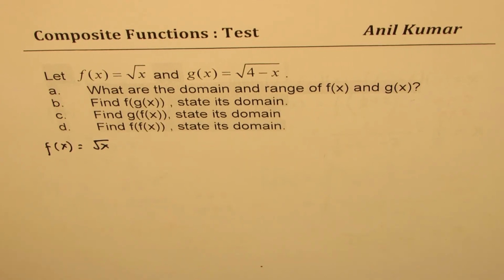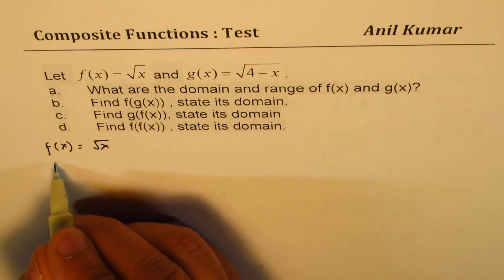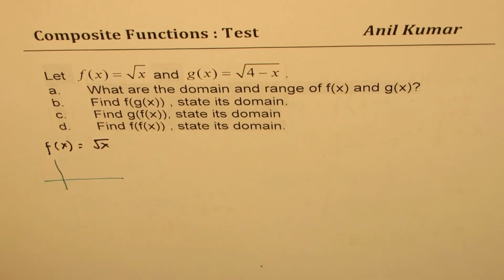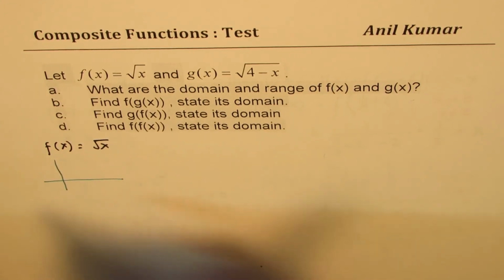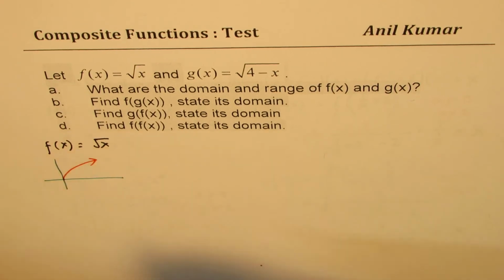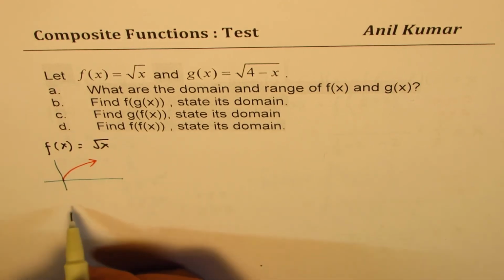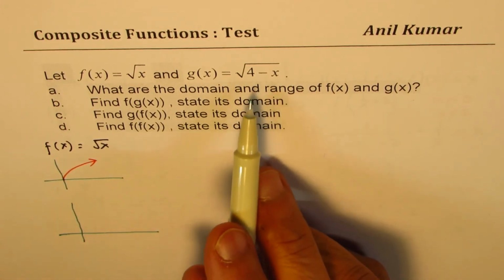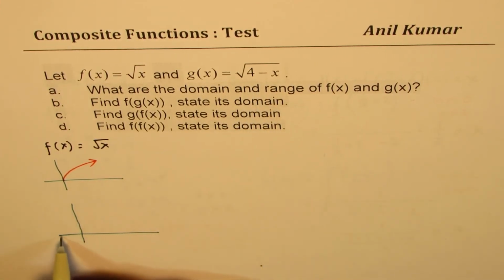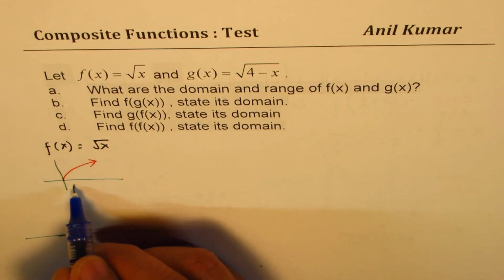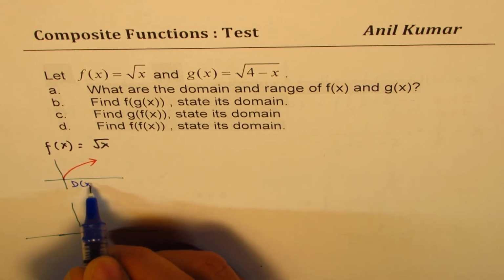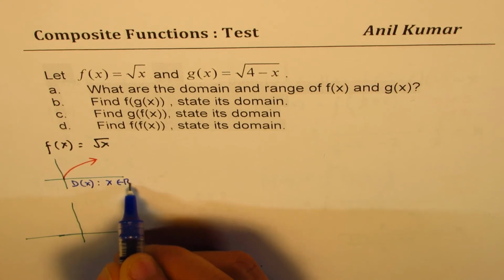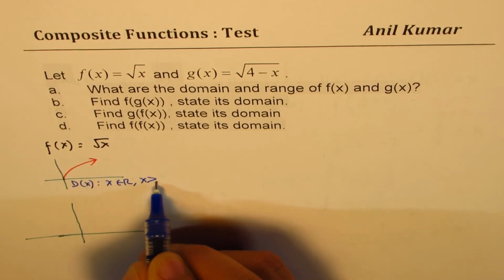Let's sketch it. Okay, we'll do the sketch here. The function sketch of square root x, as you know, is kind of like this. You can clearly write down the domain and range, and the next function is minus x actually. So we need this side. So here we could write domain and range. We know the domain here is x belongs to real numbers where x is greater than or equal to 0.